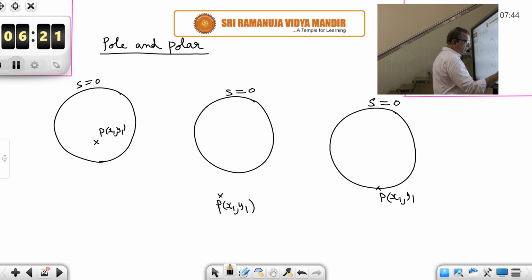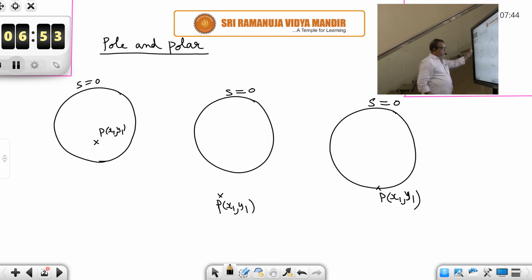Every point, whether it is inside the circle, outside the circle or on the circle, will have what is called a polar with respect to the circle. Of course, there is only one exception. One point will not have any polar. That is the center of the circle. That is the only exception. The center has no polar with respect to the circle. Why does it not have a polar? What is the definition of polar? I have not yet explained. So I am explaining now.